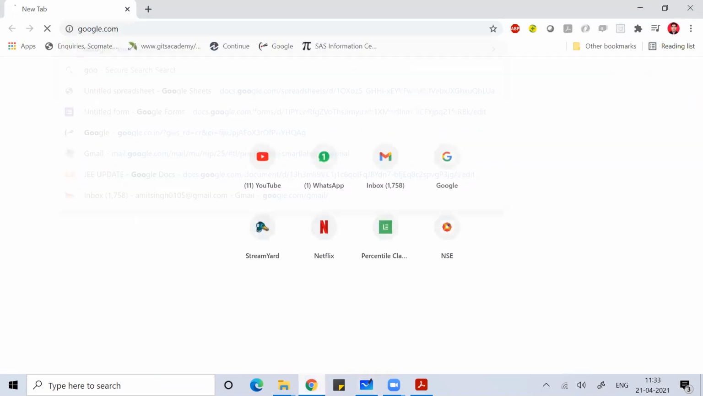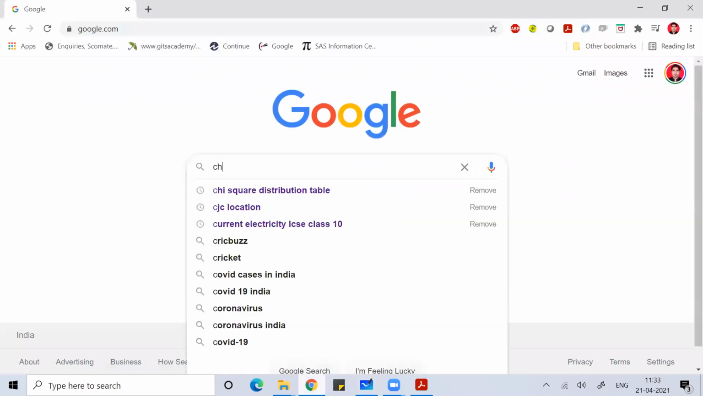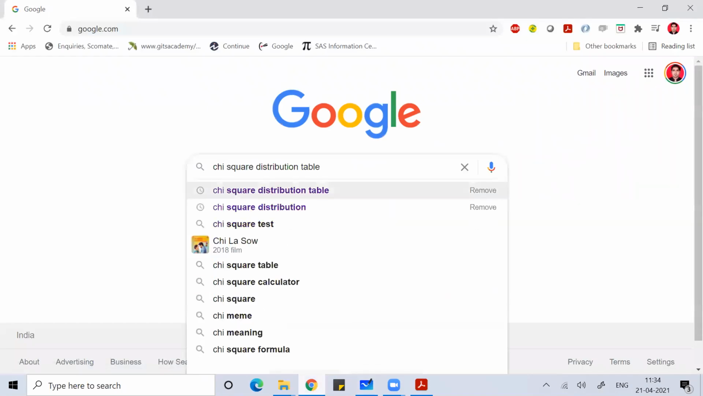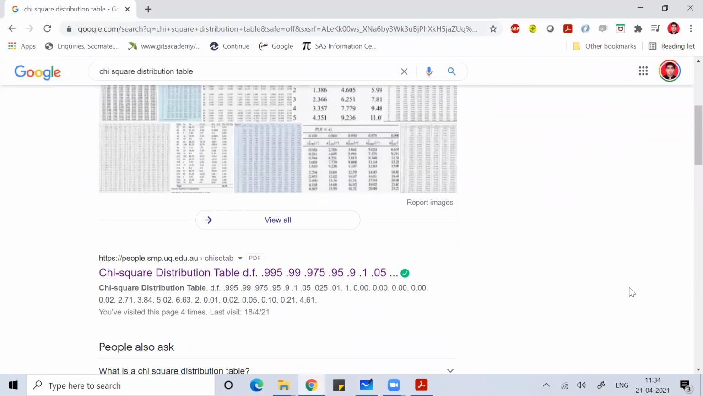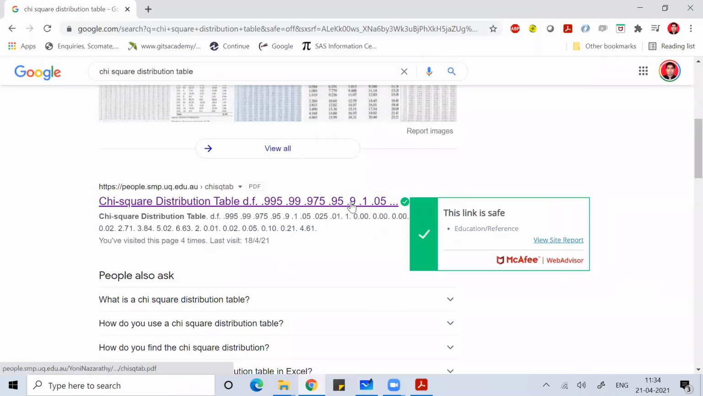For that, ask for the chi-square distribution table from your examiner. The examiner will give you the chi-square distribution table.